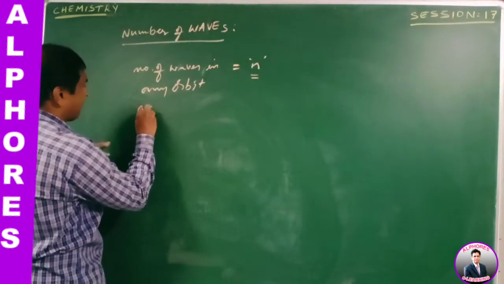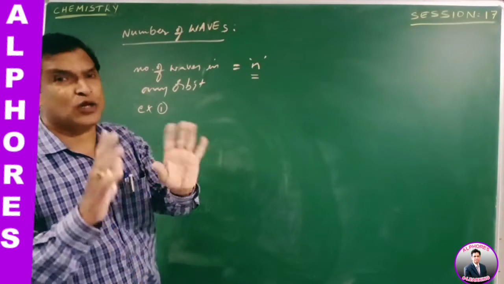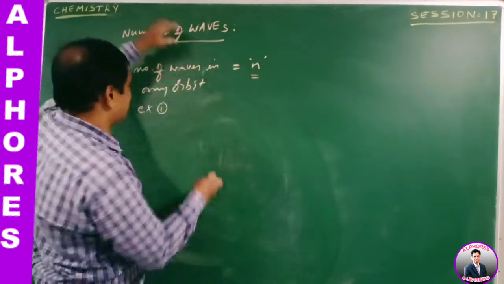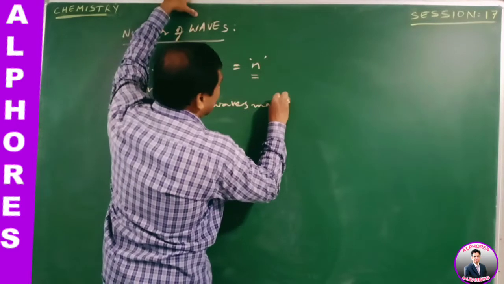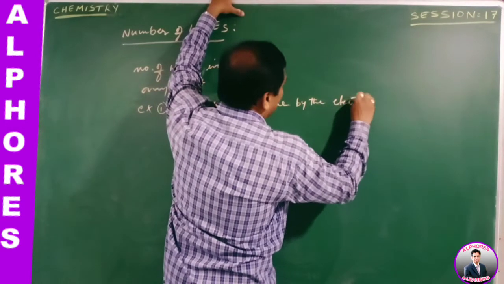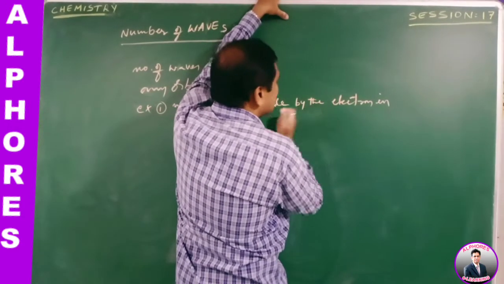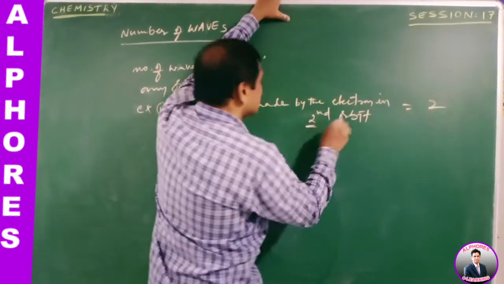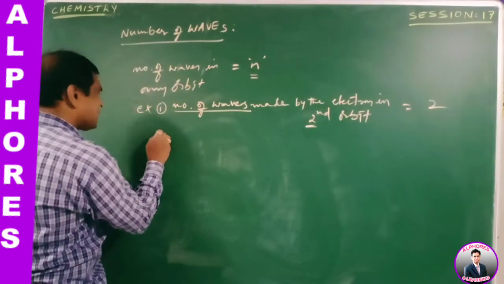For now, example 1. How many waves are made by the electron in the second orbit? The number of waves made by the electron in the second orbit is equal to 2, because n is equal to 2. So that is why 2 waves are made.